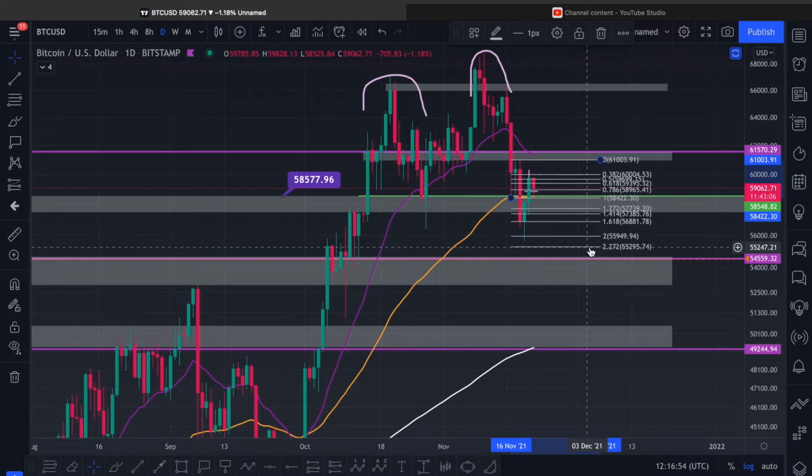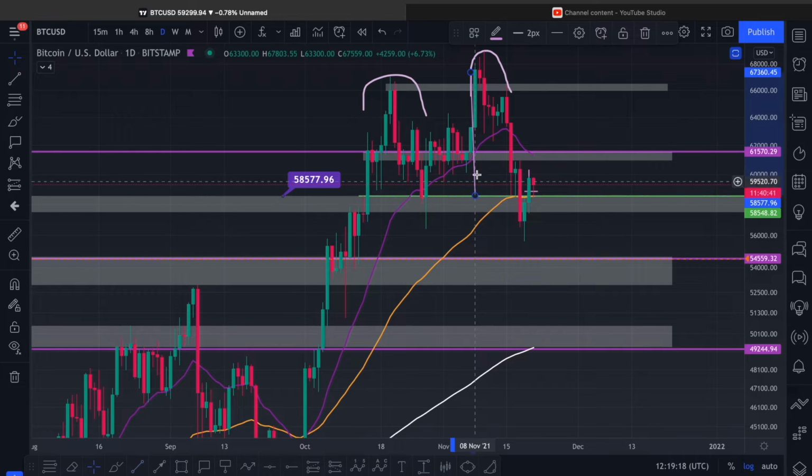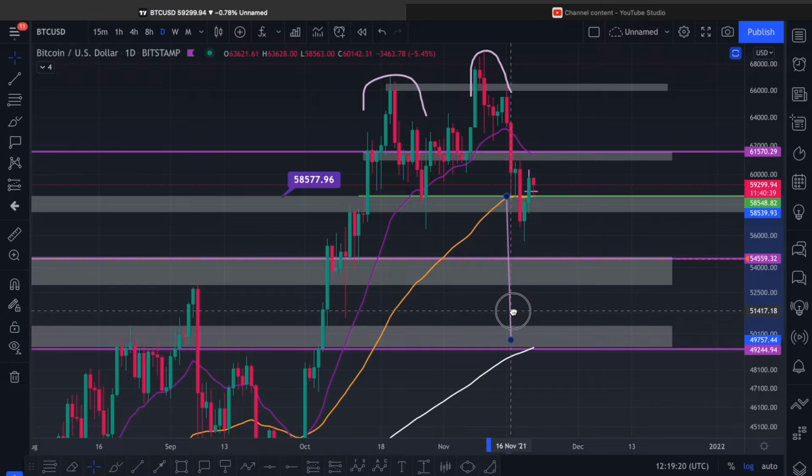But if you do lose the one again, if you do lose the 55 daily EMA, then this is when this M pattern comes into play and we have nasty targets to the downside. So guys, I'll give you this target now of the M pattern over here. And if we do lose the low down here, we're going to come to in and around 49k.